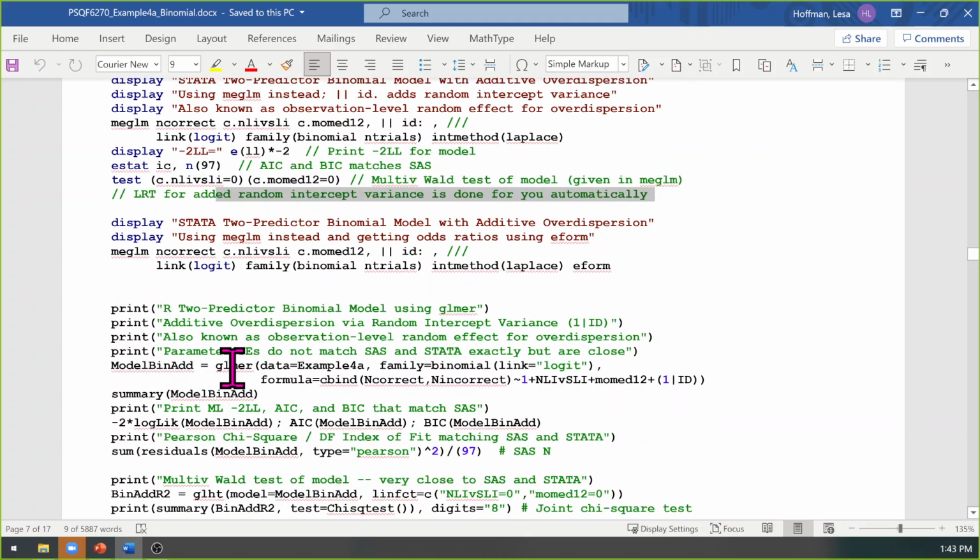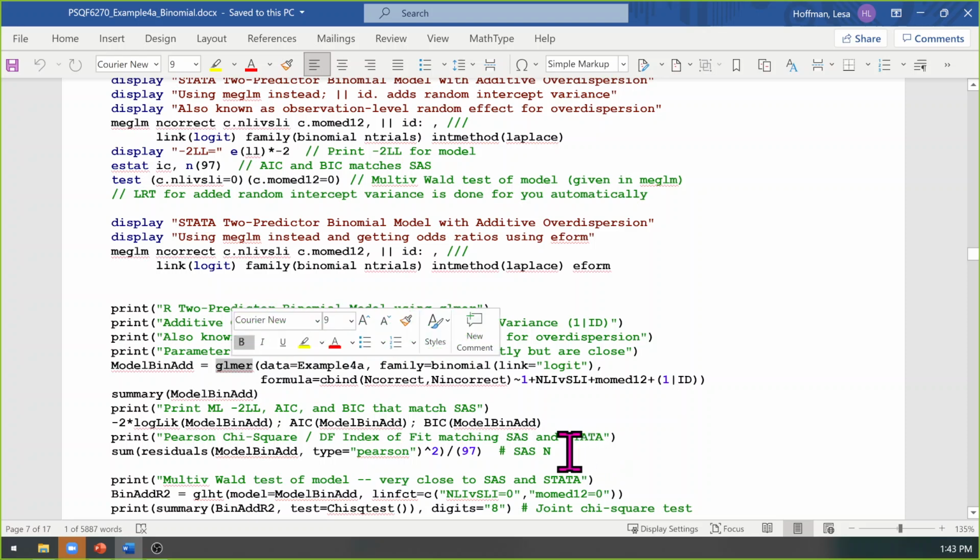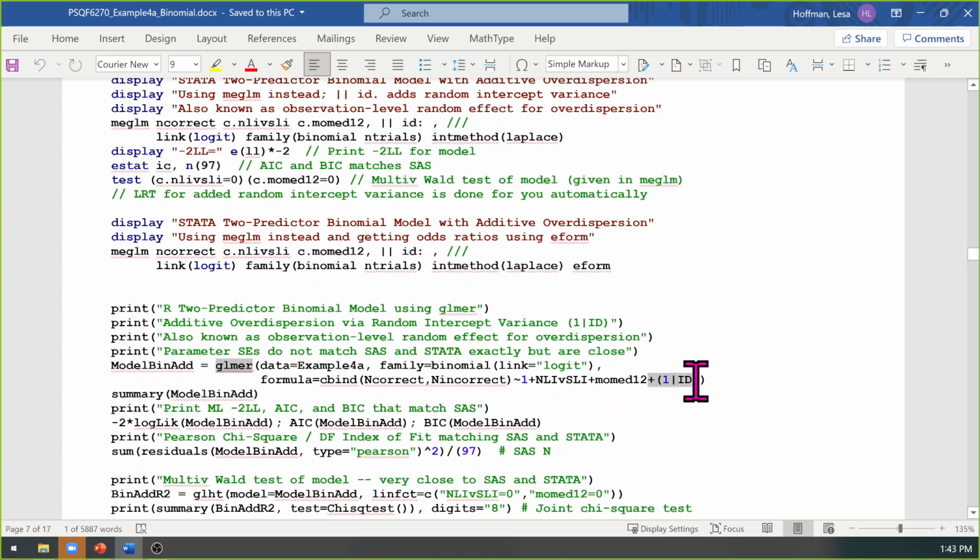And in R, we're going to be switching to GLMER. So lmer with the g. And that addition right there adds the random intercept. So the same bar with ID and a 1 meaning intercept.